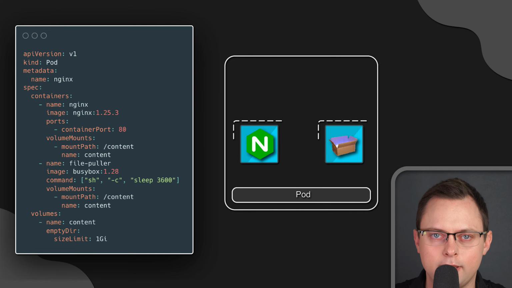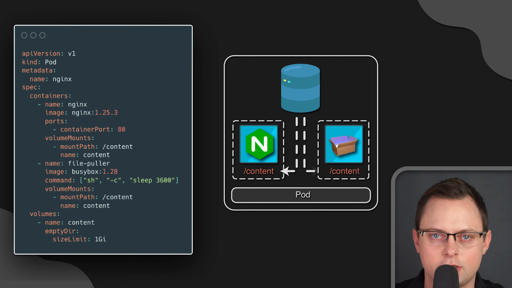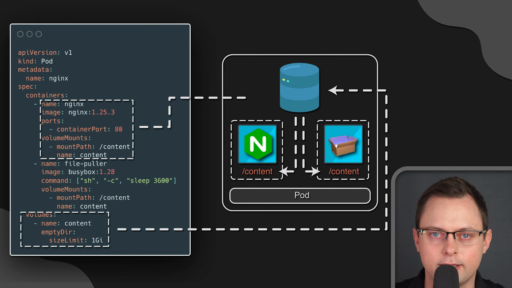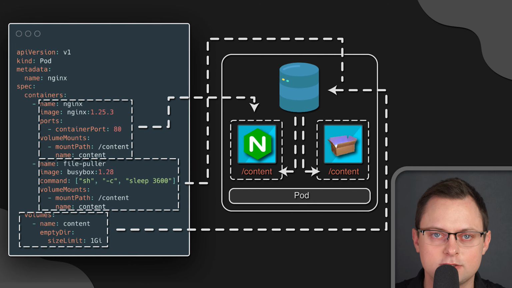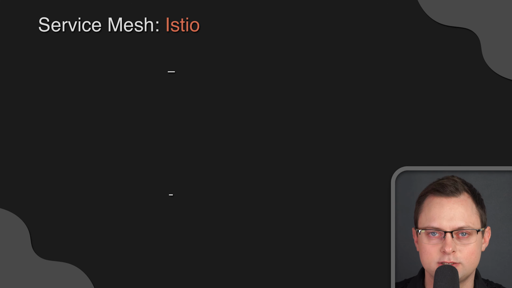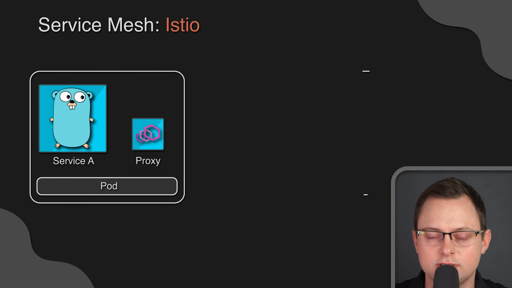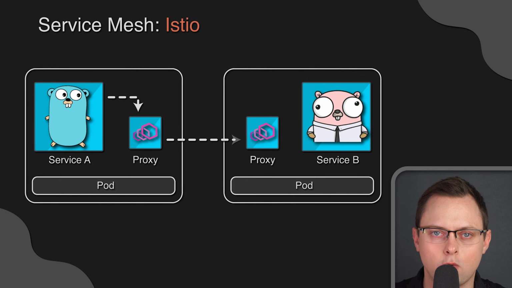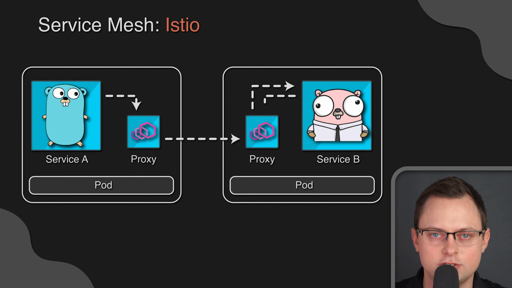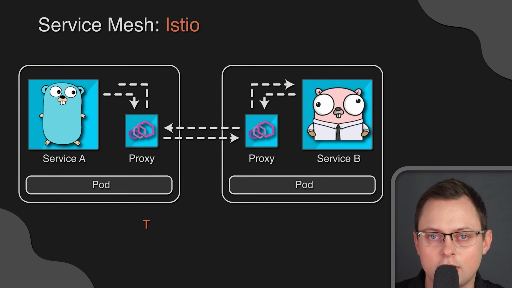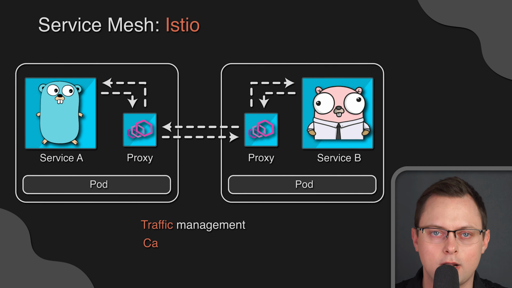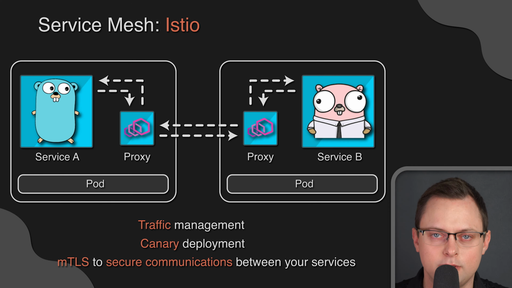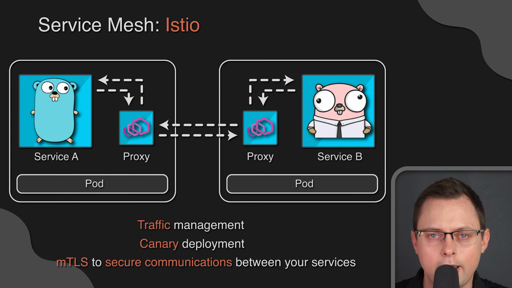One example would be a container that acts as a web server for files in a shared volume, and a separate sidecar container that updates those files from the remote source. Another example would be a service mesh such as Istio. You have a main app and a proxy sidecar that intercepts all the network traffic to add additional functionality, such as traffic management, which you can use for canary deployments. It may be mutual TLS to secure communications between your services in Kubernetes, and many others.